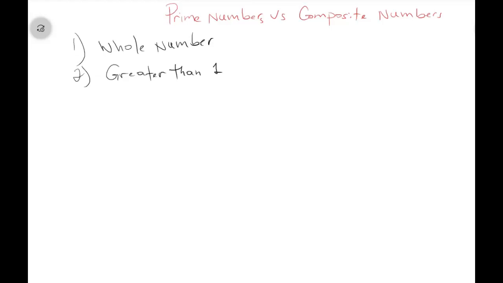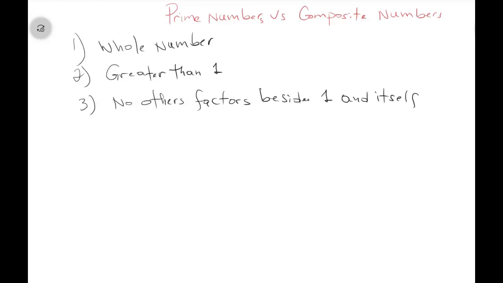Okay, first, it has to be a whole number. Second, it must be greater than 1. And third, that number has no other factors besides 1 and itself. No other factor besides 1 and itself. So these are the three things that you need to identify about any number before you decide if that number is a prime number or not.